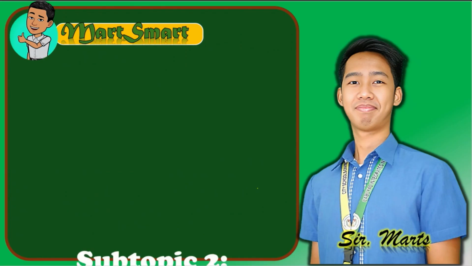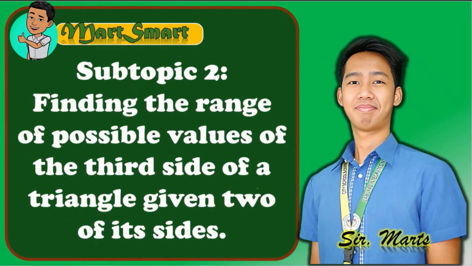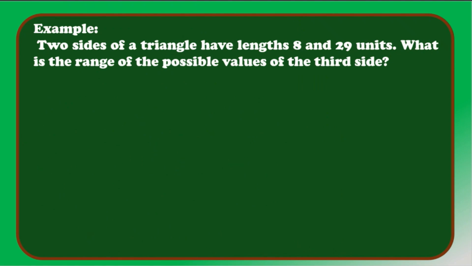Now let's proceed to the subtopic number two. This time, we are going to find the range of possible values of the third side of a triangle given two of its sides. We are talking about a range, not only a number, so therefore that range includes numbers, or lengths, that correspond to the given theorem.